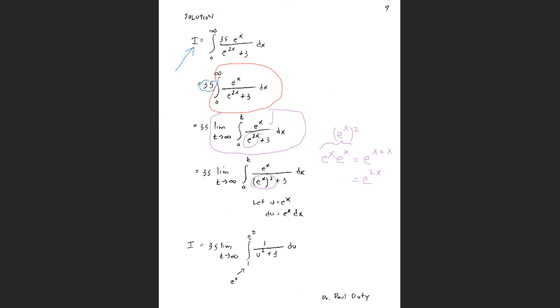Okay, so I'm going to use a substitution here. Now this might be something you wouldn't have thought of, but in the future you're going to think about doing that, right? If u equals e to the x, du equals e to the x dx. And so my integral with respect to u becomes this integral down here.